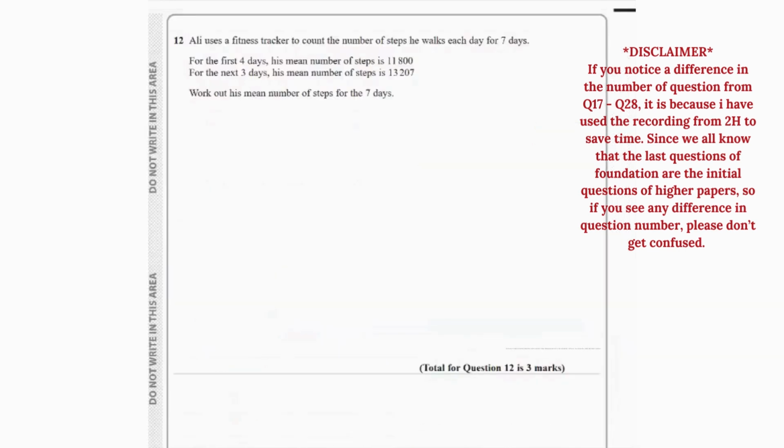Question 12 says, Ali uses a fitness tracker to count the number of steps he walks each day for 7 days. For the first 4 days, his mean number of steps is 11,800. For the next 3 days, his mean number of steps is 13,207. Work out his mean number of steps for the 7 days.